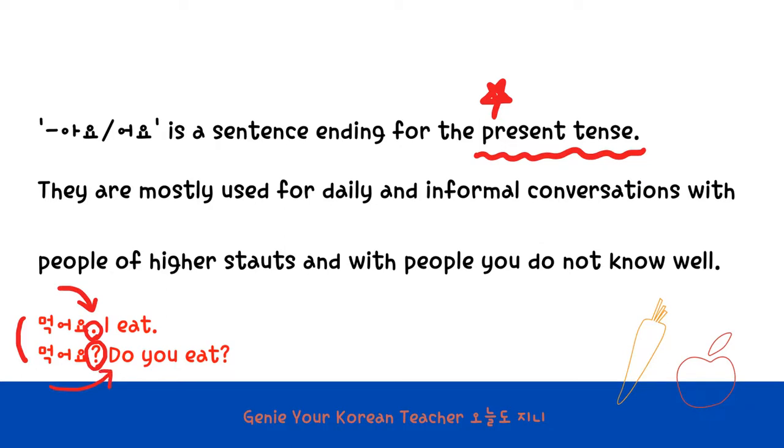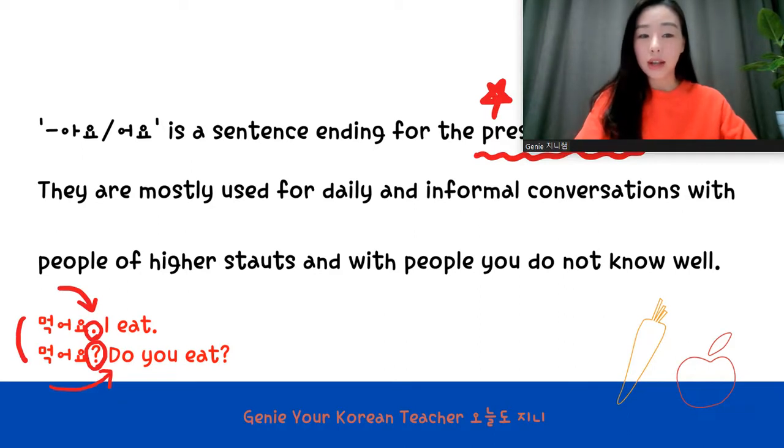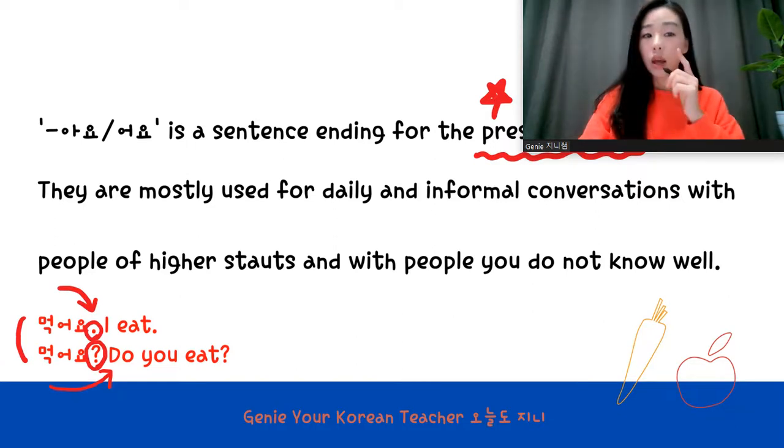Okay, then let's repeat after me. First one, 먹어요. Intonation goes down. Again, 먹어요. But for the question, it goes up at the end, so it will be 먹어요? 한 번 더 따라하세요. Let's repeat after me one more time. 먹어요. 좋아요, 잘했어요. Alright, very good. Then let's move on.